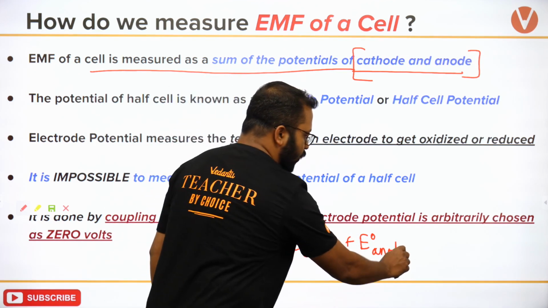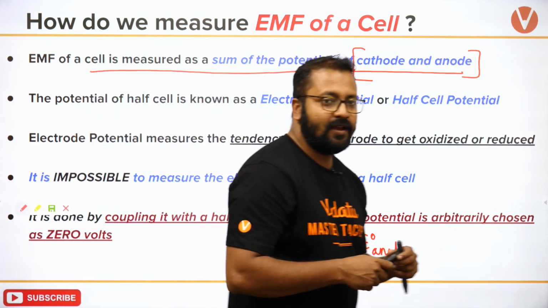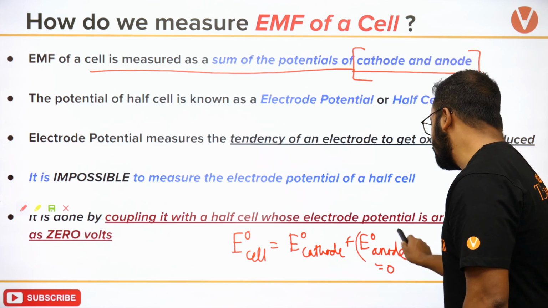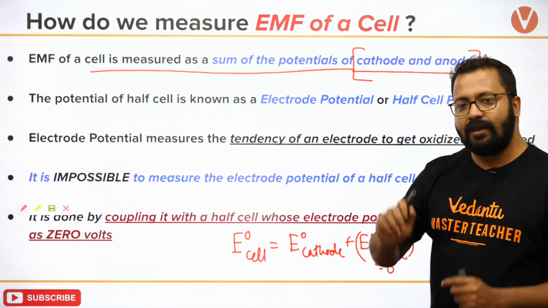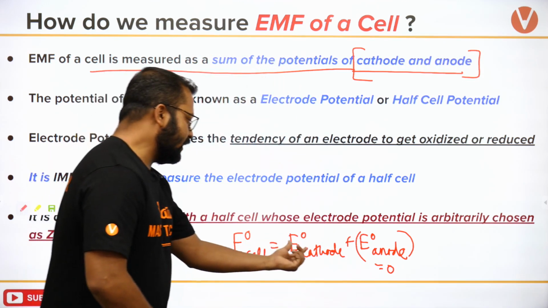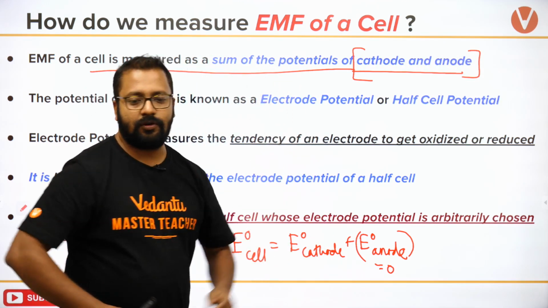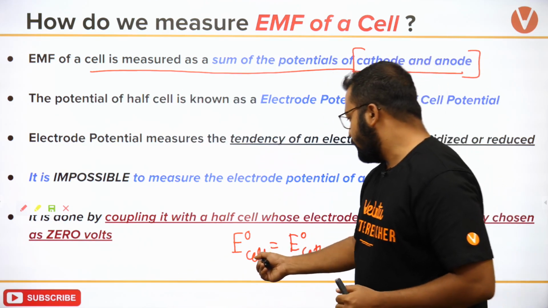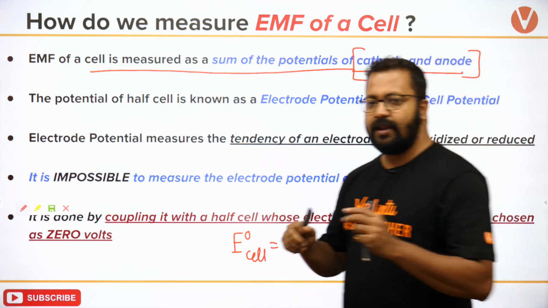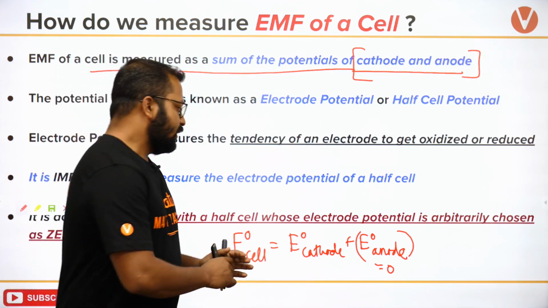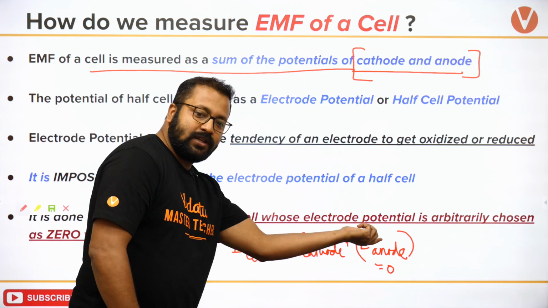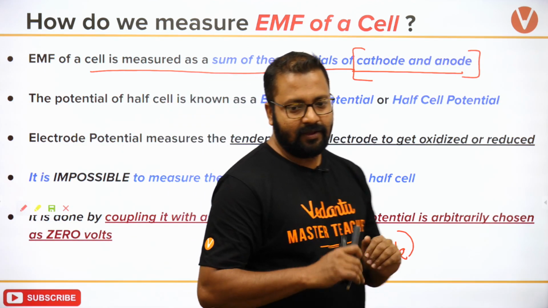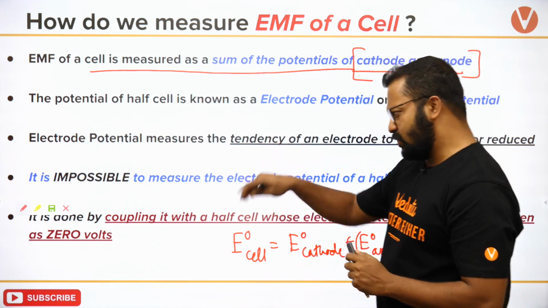If I take one of them as 0, what will happen? अगर मैं इसको 0 ले लेता हूं, then E cell will be nothing but the electrode potential of the cathode. Isn't it? Is that understood? E cell will be nothing but electrode potential of the cathode. अगर मैंने दोनों को कंबाइन करके एक सेल बनाया and one of them is arbitrarily chosen as 0, so E cell will be nothing but E naught of cathode. अब हम 0 किसको ले? Okay? Who should I take as 0? Let's get to that.